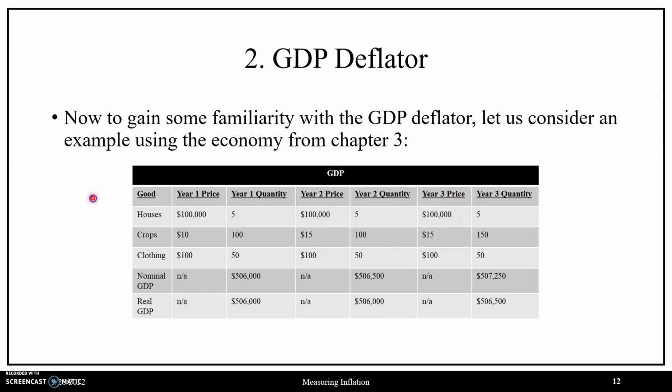In terms of studying and getting familiar with GDP, we used year 1 as our base year, and we calculated nominal GDP and real GDP for the 3 years. With respect to nominal GDP, in which prices weren't controlled for, we saw that in year 1, nominal GDP was 506,000, year 2, 506,500, and for year 3, 507,250. With respect to real GDP, once again year 1 was our base year, so year 1 and year 2 had the same value for real GDP, 506,000, and for year 3, real GDP was found to be 506,500.